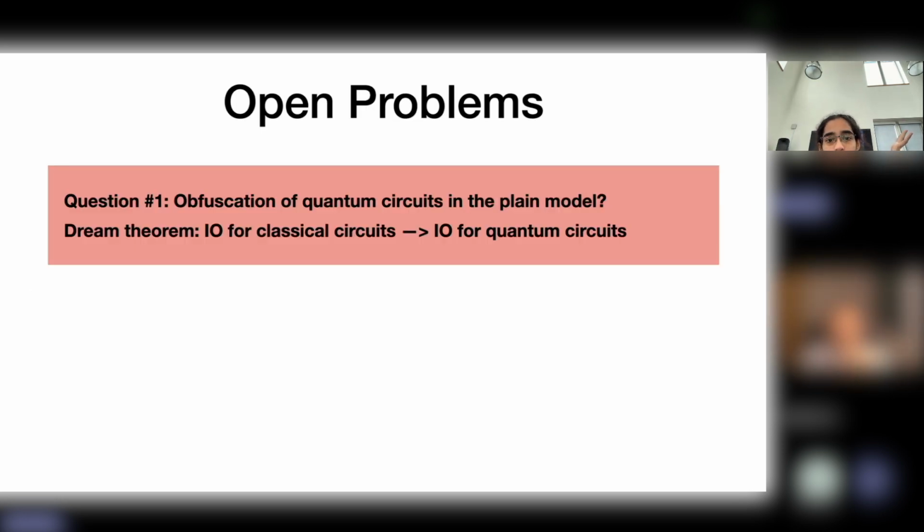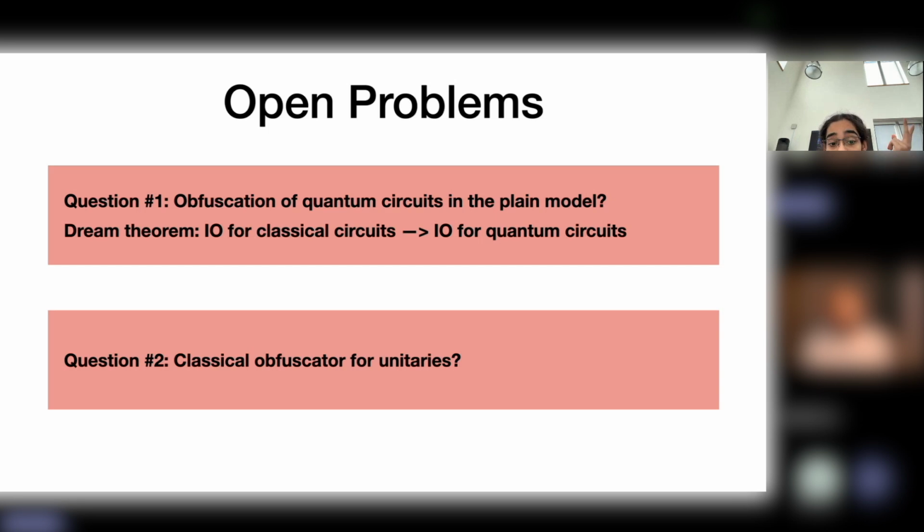Okay, so let me end with some open problems. The first question is, everything that we proved and most of the previous work only works in this ideal model, right? So we need classical oracles to prove anything about quantum obfuscation. But it would be really nice to show that indistinguishability obfuscation for classical circuits implies indistinguishability obfuscation for quantum circuits in the plain model, no oracles. And this question came up earlier in the talk in the beginning. And the second question is, we were able to get a classical obfuscator for this restricted class of circuits, these pseudo-deterministic circuits. Can you expand that class and get unitaries? And yeah, this seems to be out of the reach of current techniques.